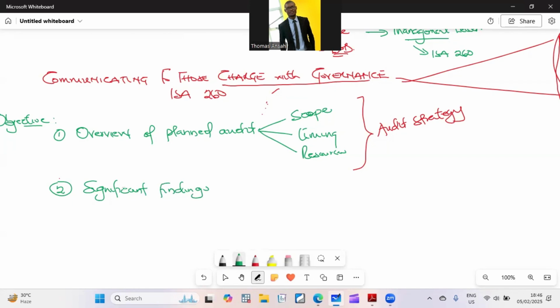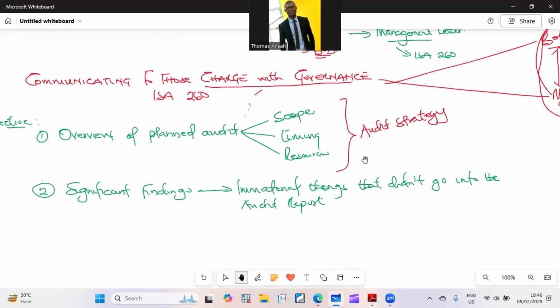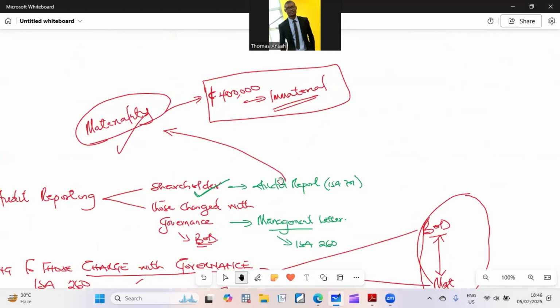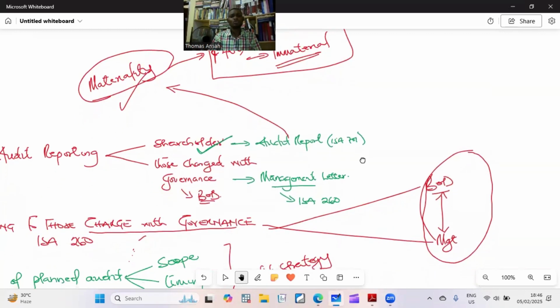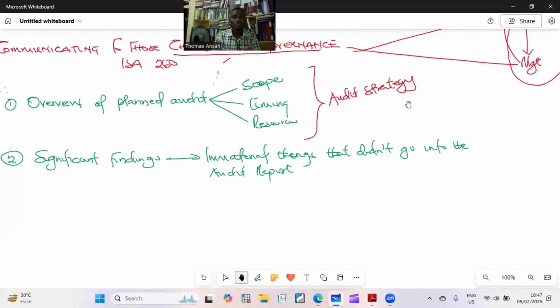Now, these significant findings are the immaterial things that never go into the audit report. It's very, very important. Because if you audited the thing and you found out that somebody has stolen 400,000, but the 400,000 is immaterial, and I've told you that the audit report deals with issues that are material in nature. But the fact that the thing is immaterial doesn't mean you shouldn't talk about it. You still have to talk about it. So those things will go into the management letter. We communicate those things in the management letter because the guy has stolen 400,000, but as far as our audit is concerned, it is immaterial.